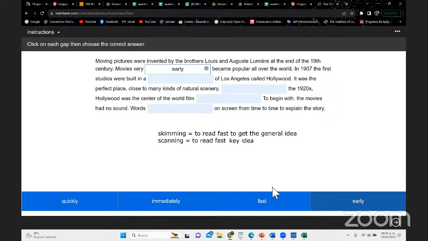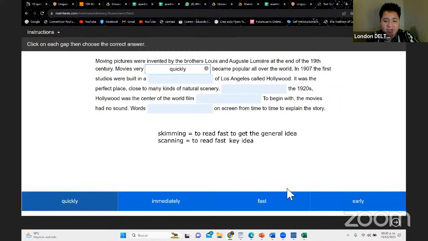Maybe comprehension. Comprehension. I would think maybe it's a vocabulary exercise. In this case, we would say it's a collocation, because quickly, let's see, right? Movies very quickly became popular all over the world. Movies very immediately became popular all over the world. Movies very fast became popular all over the world, and movies very early became popular all over the world.